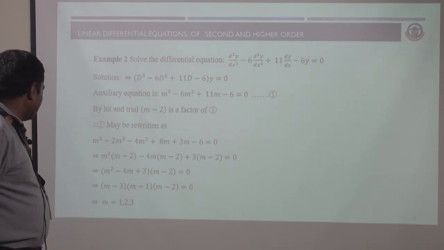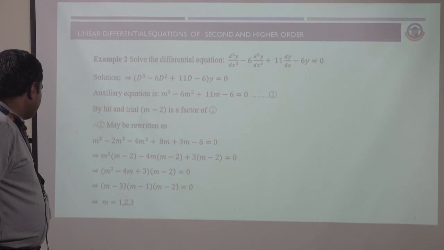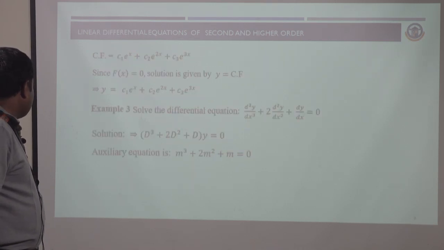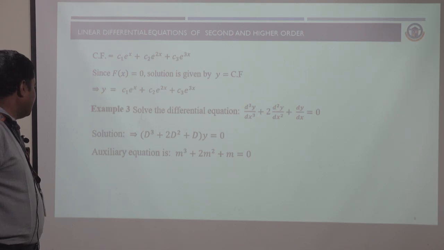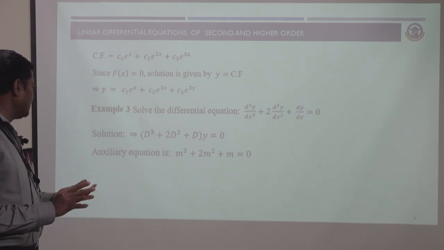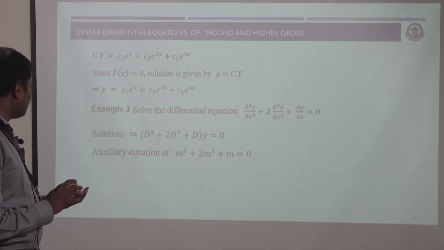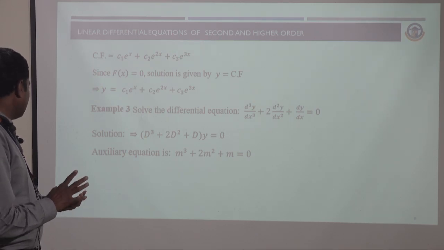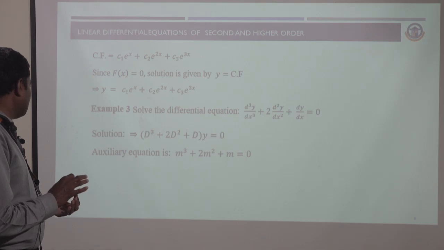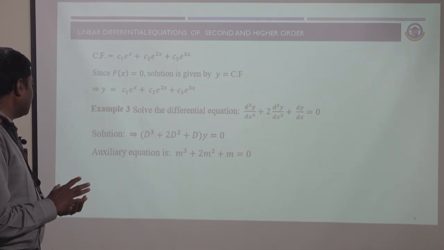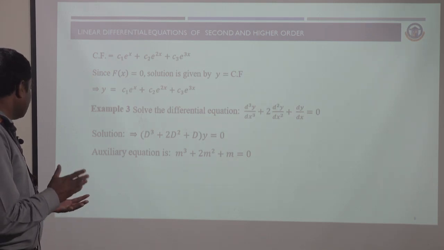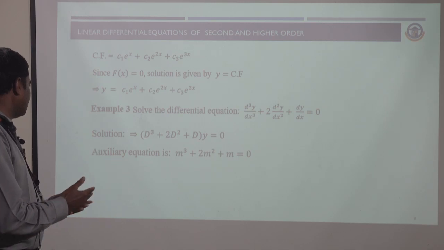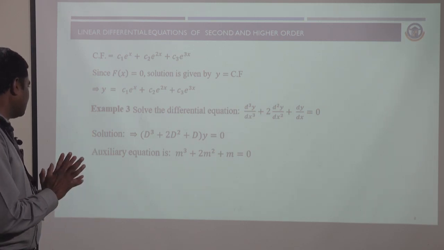Therefore the complementary function is c1 e to the power x plus c2 e to the power 2x plus c3 e to the power 3x. So m1 is equal to 1, m2 is equal to 2, m3 is equal to 3. Therefore the complementary function is c1 e to the power x plus c2 e to the power 2x plus c3 e to the power 3x. In this problem also the right hand side is 0, therefore the solution is the complementary function.